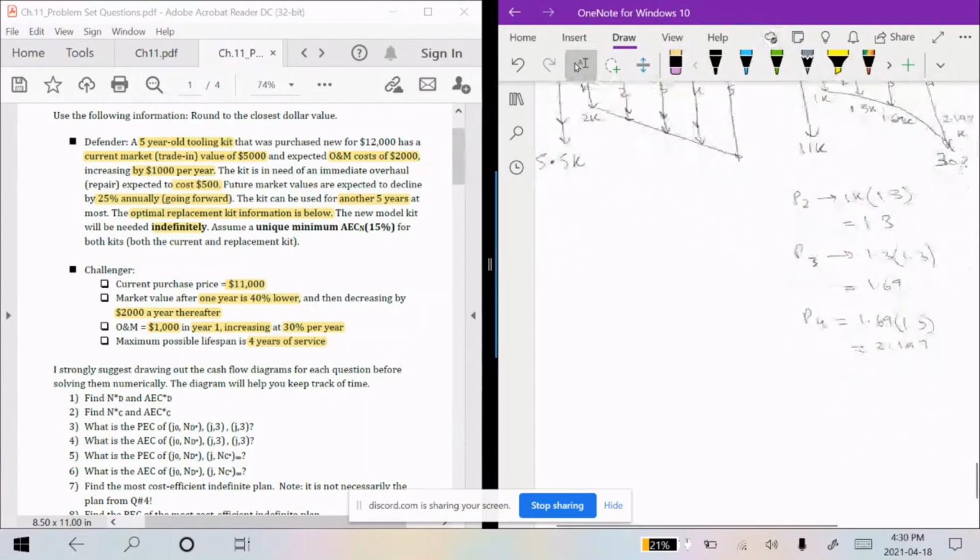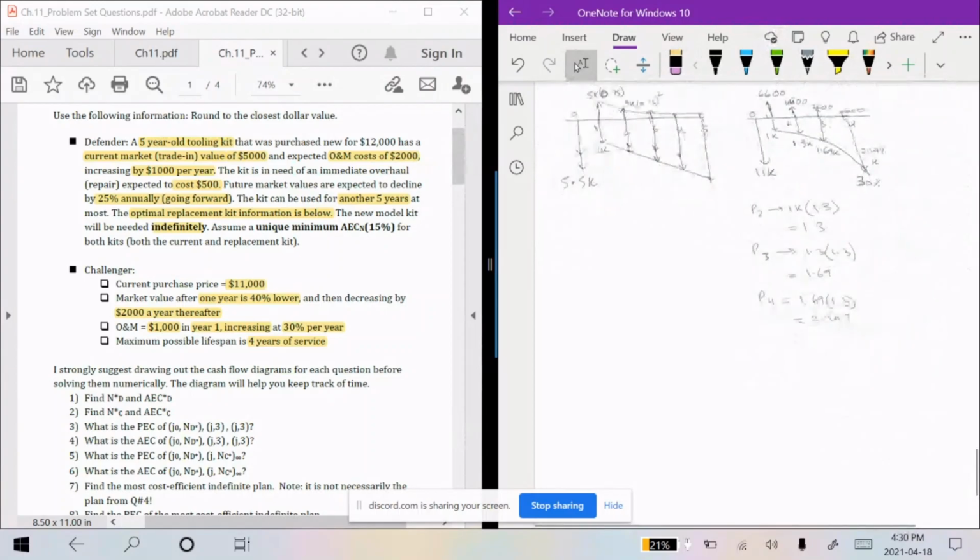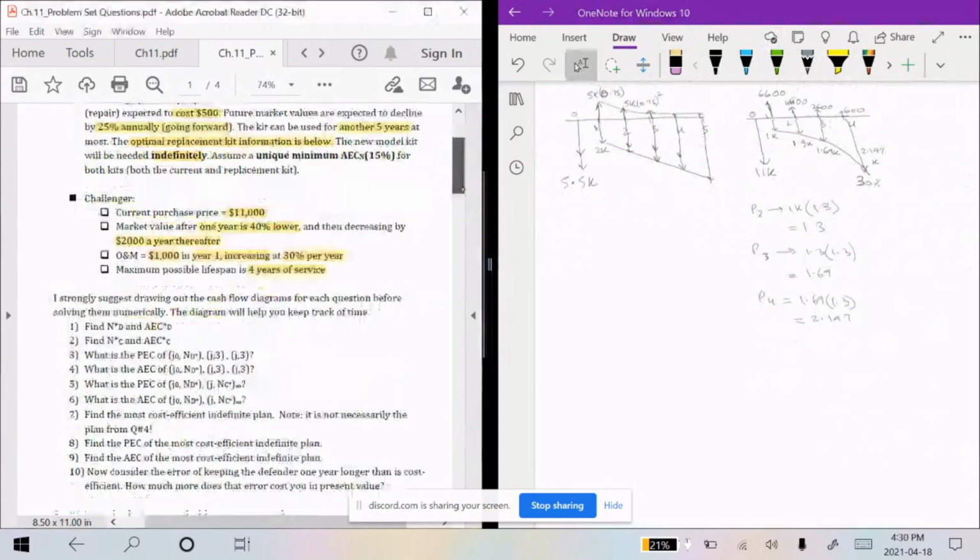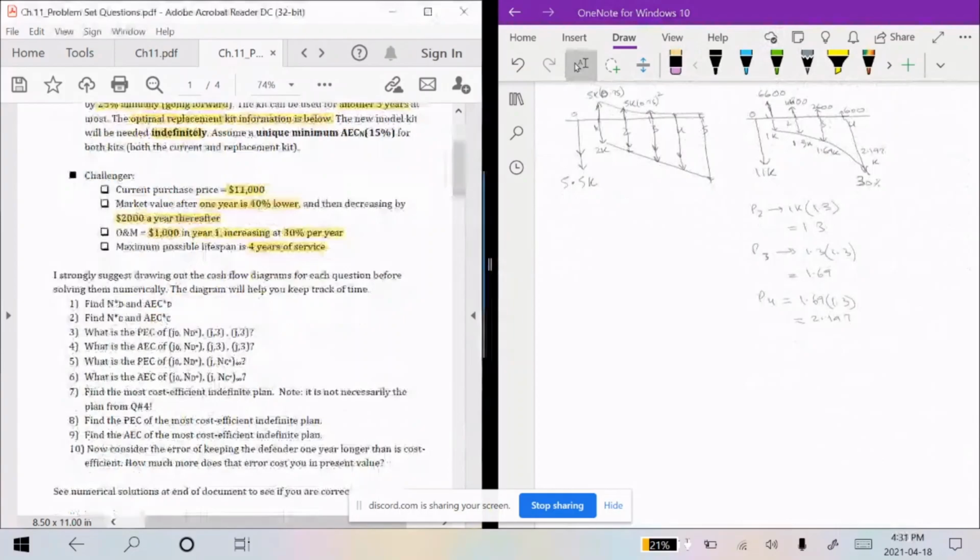All right, now we go to start the solving part. First question asks us to find the N star D and AEC star D. That is the estimated service life, the most efficient estimated service life for the defender, and the cost during that service life. All right. So to do that, let me put this up here.